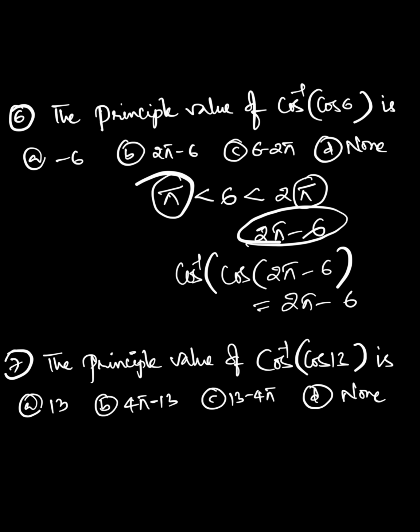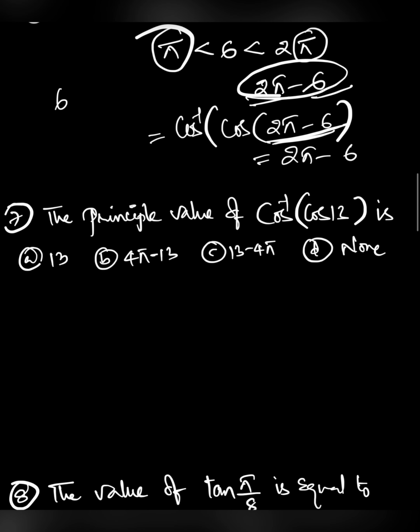Because 2 pi minus 6 is like 360 minus 6 radians, and 1 radian is 57 something degrees, and 6 times 57 degrees is almost less than 360 only. So 360 minus approximately 300 is approximately 60 degrees. Then that 60 is within the range of the problem cos. So cos inverse of cos 2 pi minus 6 is 2 pi minus 6. Now the same way you can solve this question, and the answer is C.